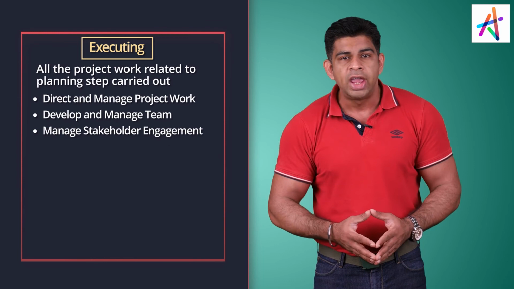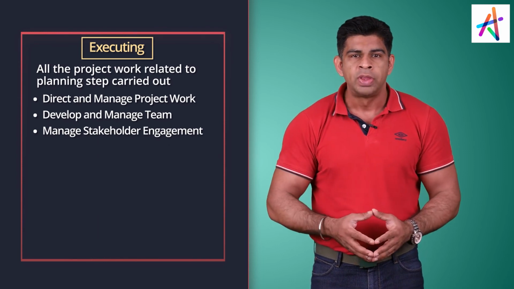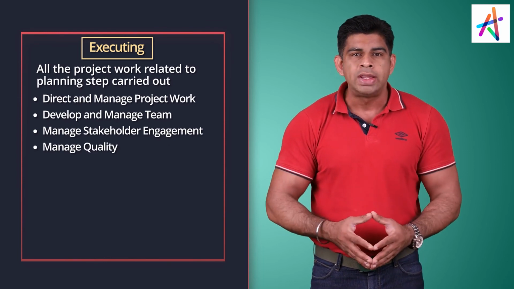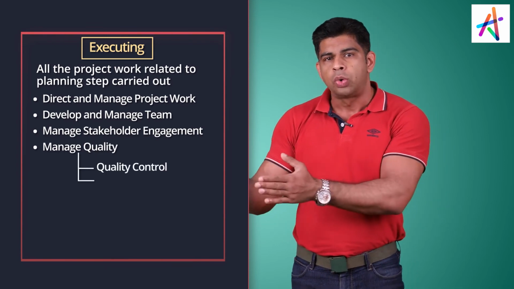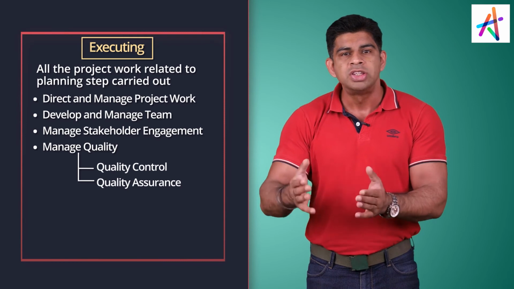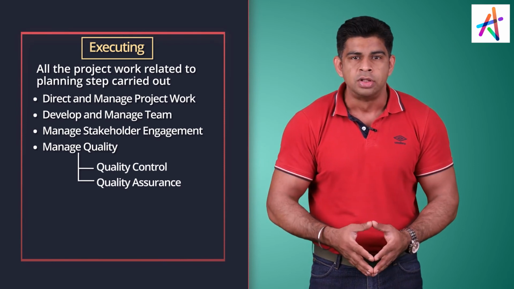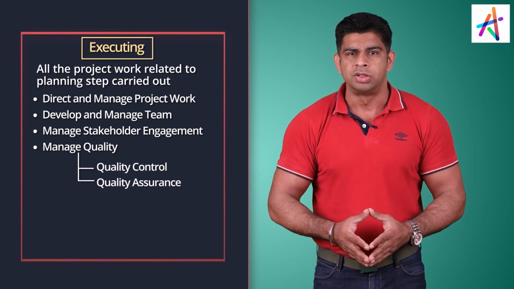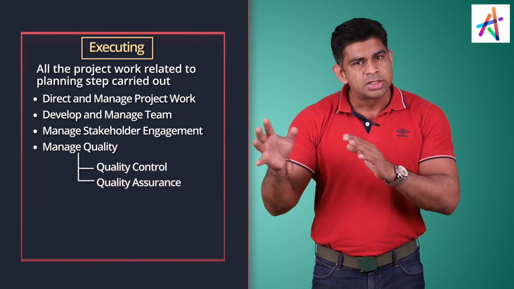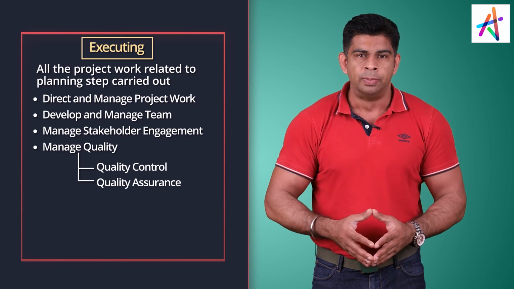Manage stakeholder engagement to keep them engaged. Implement the standards of quality and assurance. Quality has two words, quality control and quality assurance. Assurance is all about your organizational standards. And quality control is all about, are we developing what the customer really wanted? This again is covered in the quality chapter in detail.